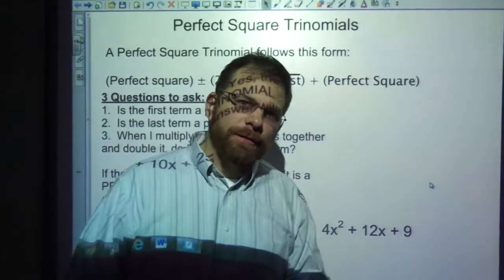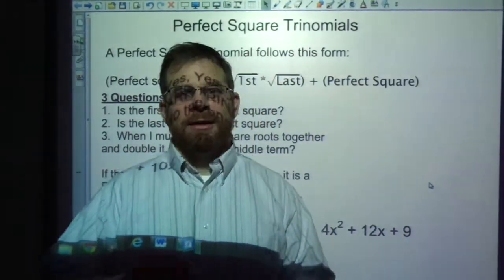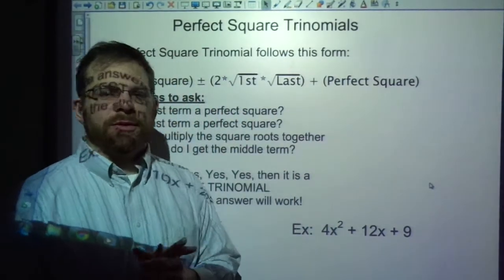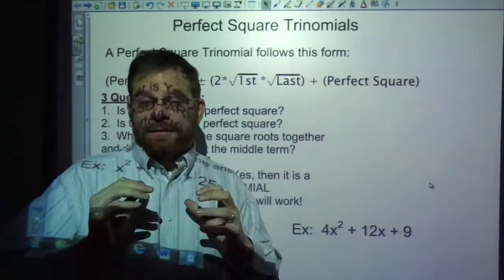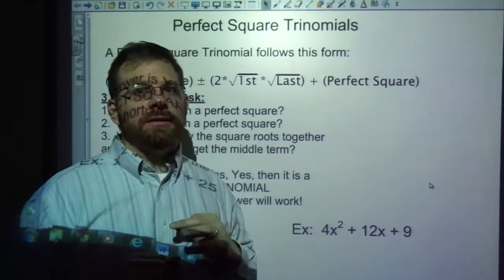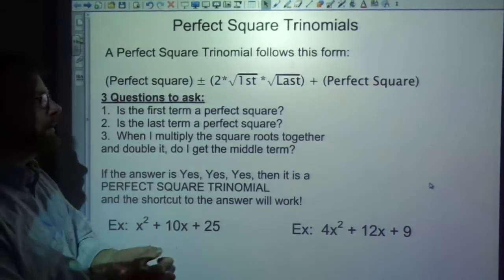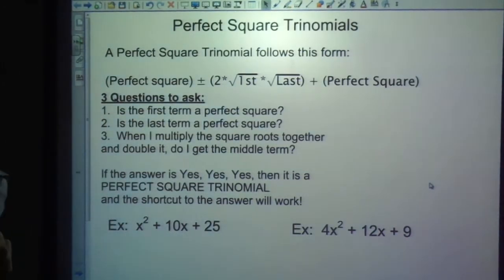Hello and welcome to perfect square trinomials. This is a method of factoring for certain kinds of trinomials, things with three terms, that factor very quickly. It's very easy to factor if they happen to follow the format of a perfect square trinomial. A perfect square trinomial follows this form.